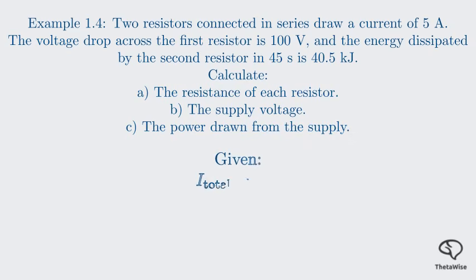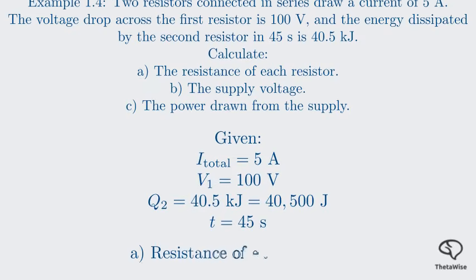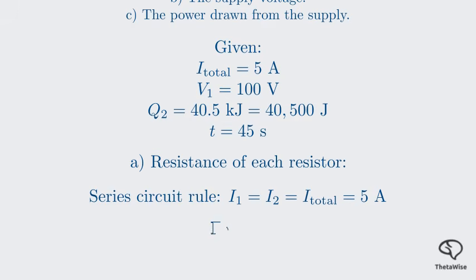Let's list the information we have. This helps us focus on what we need to find. We need to find R1, R2, V total, and P total. It looks like we have enough information to start solving. For part A, let's find the resistance of each resistor. We know the total current is 5 amperes. Since it's a series circuit, this means the current through R1 and R2 is also 5 amperes. For R1, we know its current is 5 amperes and its voltage drop is 100 volts.